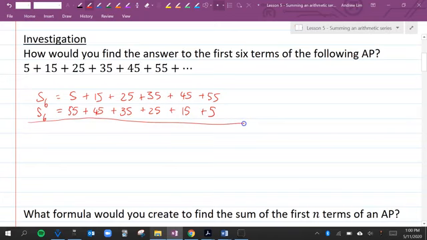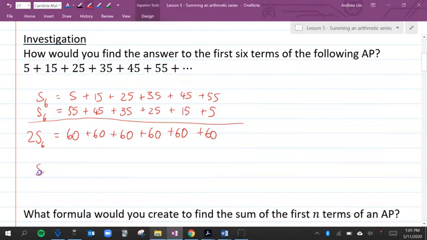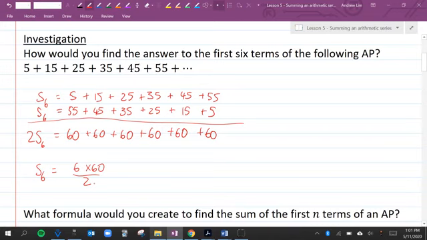Now, if I were to add them together, then two lots of the sum of the first six numbers will be 60 plus 60 plus 60 plus 60 plus 60 plus 60, because we can see that they actually pair up with one another. And those add to 60. And therefore, the sum of the first six numbers will just be six lots of 60, but we just need to divide it by 2. Okay, 6 times 60, but we just need to divide it by 2.